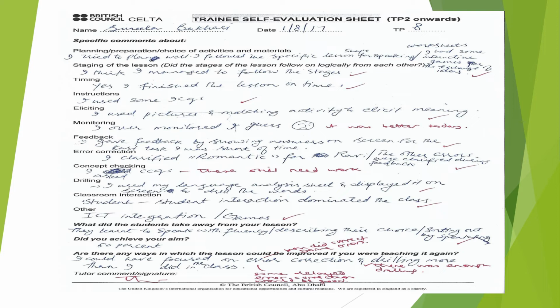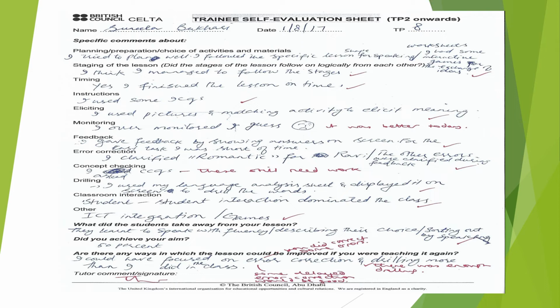Next comes monitoring. You really have to monitor your students after each activity is given to the class. If you're not monitoring, just sitting aside, that won't help you. You really have to monitor and see whether it's a pair activity, are the students interacting? If it's a group activity, are they interacting as per your requirement, as per your desire or not? And see, I've written I over monitored, I guess, but the tutor was happy to see that maybe I overjudged myself, and she wrote it was better today.